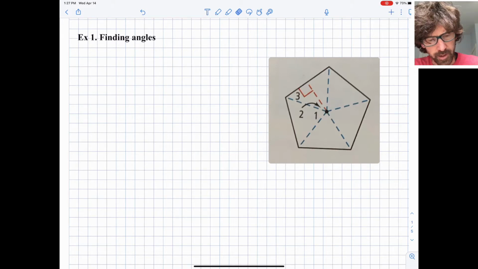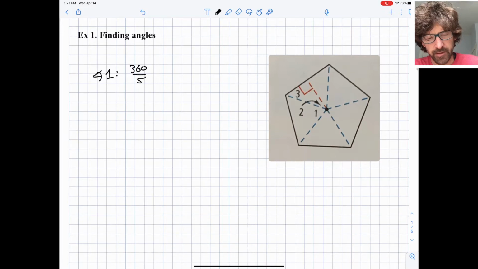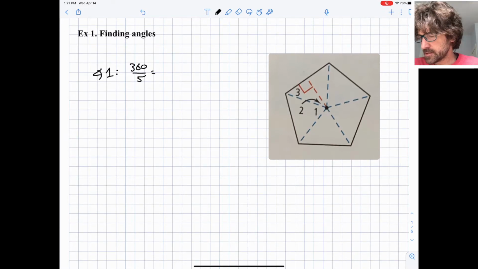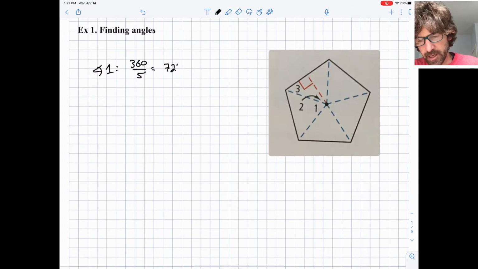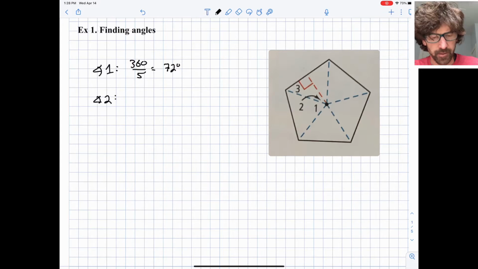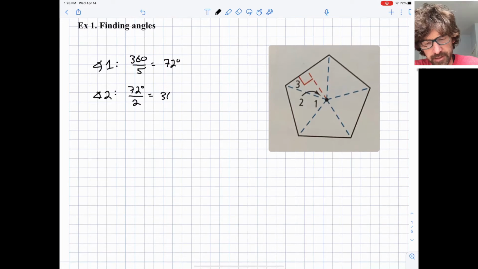So angle 1 is going to be 360 divided by 5. I'm choosing 5 because that's the number of sides we're working with. And that is 72 degrees. Then from angle 1, we can get angle 2, which is going to be half of angle 1. That apothem in red is going to divide that central angle, angle 1, in half. And so angle 2 is going to be 36 degrees.